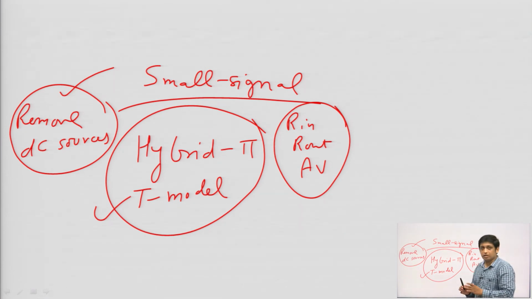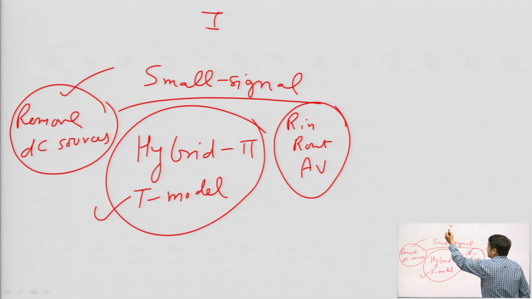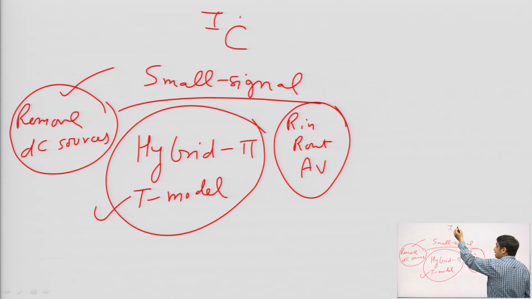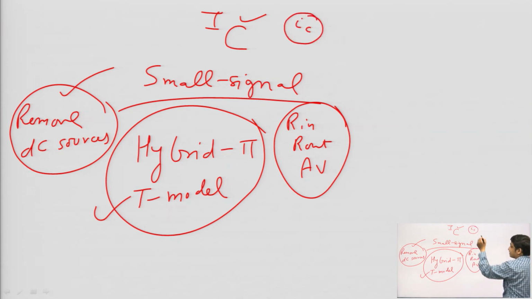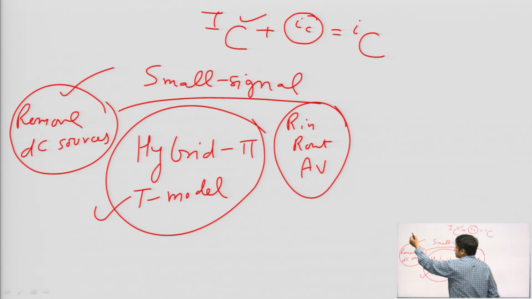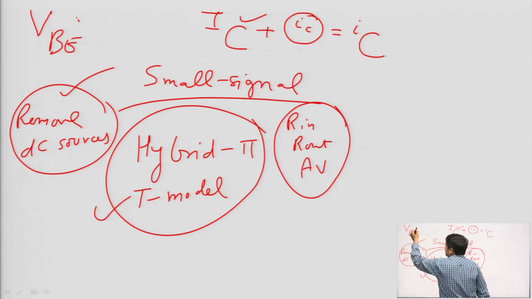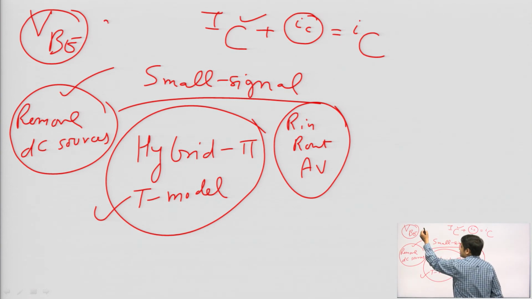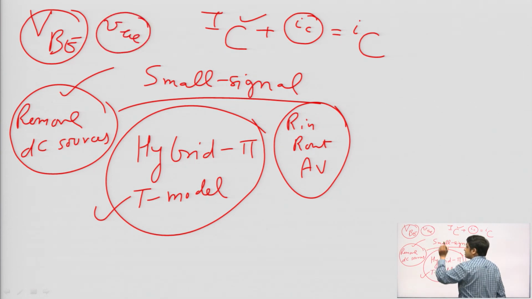So, in this particular class what we have done, firstly we have understood what is this capital I capital C. Again I repeat, this capital I capital C is your DC quantity, the DC collector current, small i small c is the AC collector current, fine, and the summation of these two currents is small i capital C. Similarly, in the voltage term, capital V capital B capital E is your DC base to emitter voltage. If it is small v small b small e, it is your AC base to emitter voltage, and the summation of both is small v capital B capital E.